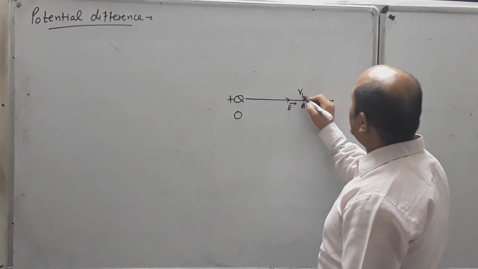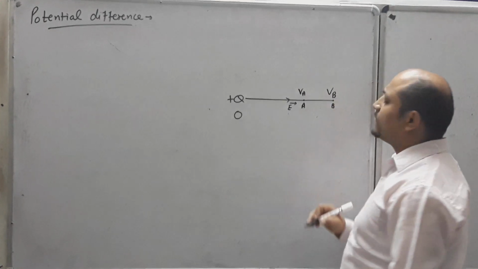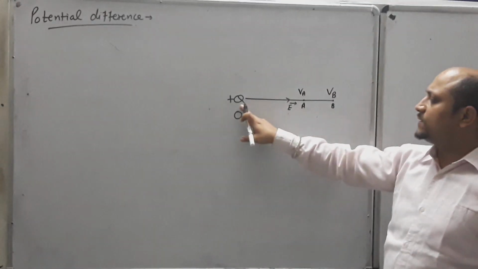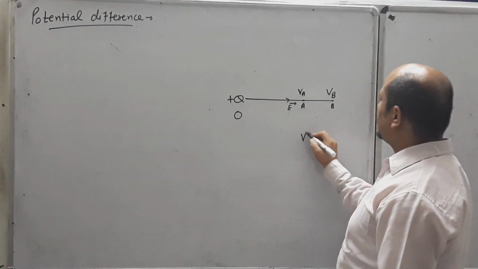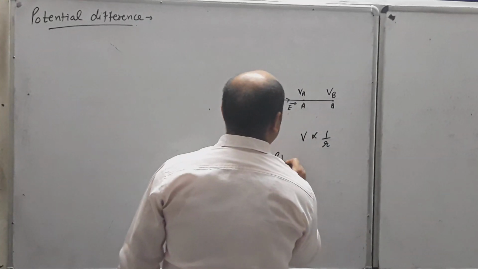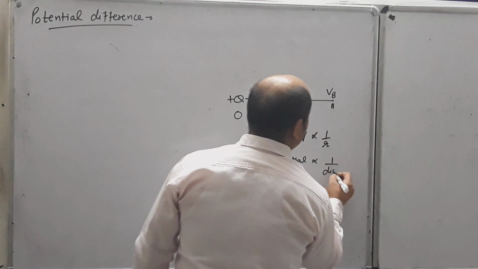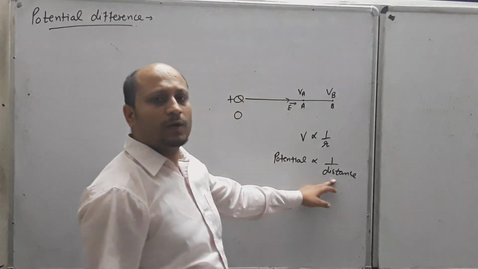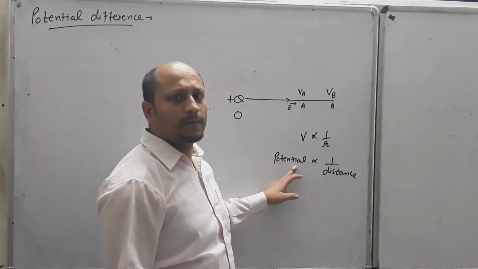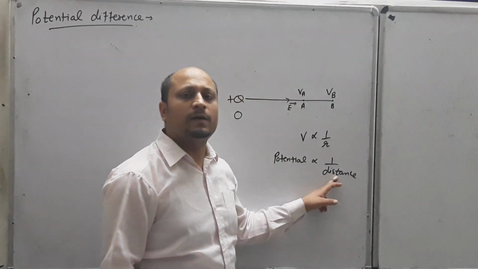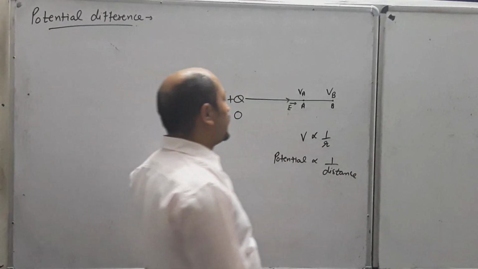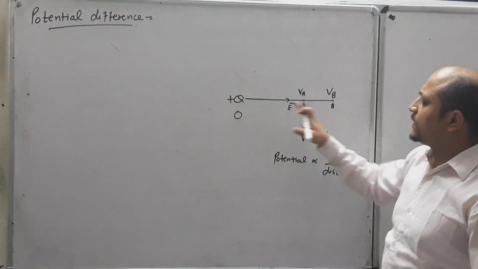Suppose the potential at point A is given by VA and the potential at point B is given by VB. Let VA be the potential at point A and VB be the potential due to this charge Q at point B. As you know, yaad rakhe, potential is inversely proportional to distance. Jitna kam distance hoga, utna hi jyada potential hoga. Aur jitna jyada distance hoga, उतना ही कम पोटेंशियल होगा. अगेन आई एम रिपीटिंग, जितना कम डिस्टेंस होगा उतना ही ज्यादा पोटेंशियल होगा. एंड जितना ज्यादा डिस्टेंस होगा उतना ही कम पोटेंशियल होगा.